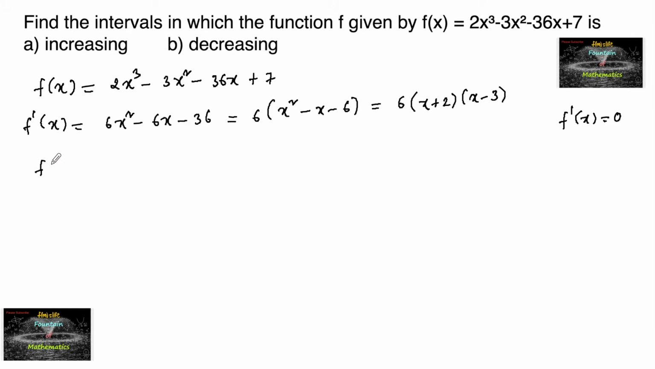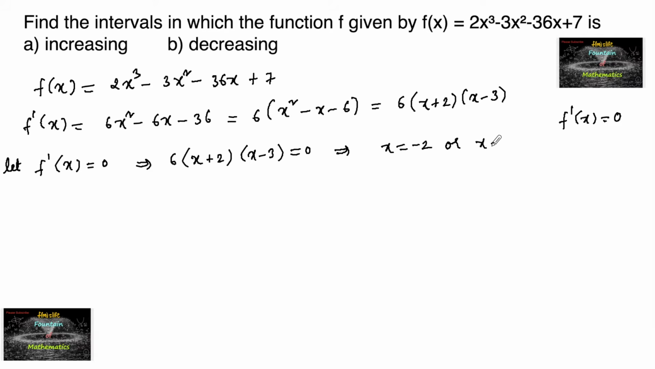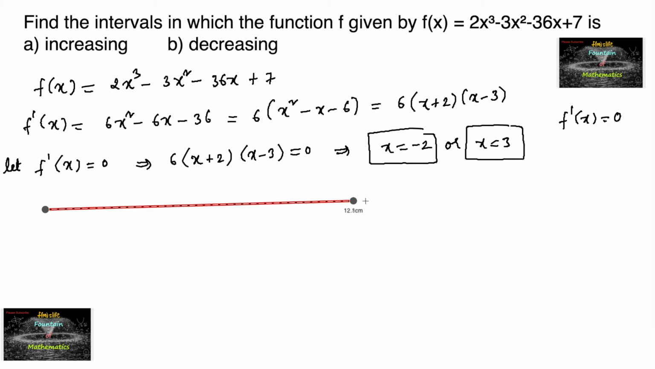For f'(x) equal to 0, let f'(x) be equal to 0. So 6 times (x plus 2)(x minus 3) is equal to 0, which implies x is equal to negative 2 or x is equal to 3. Anyhow 6 cannot be equal to 0. So these 2 points will divide the number line into 3 intervals.